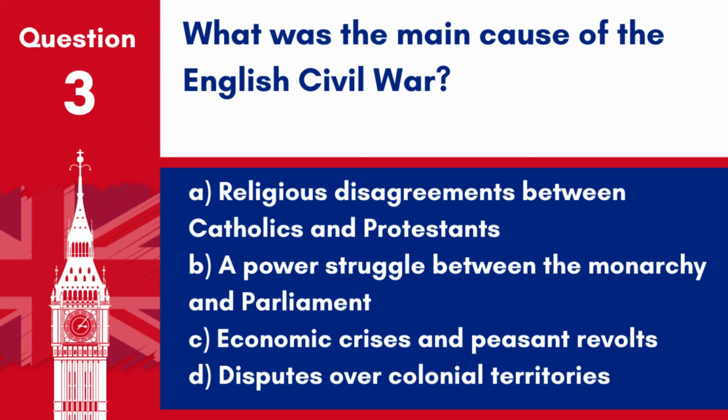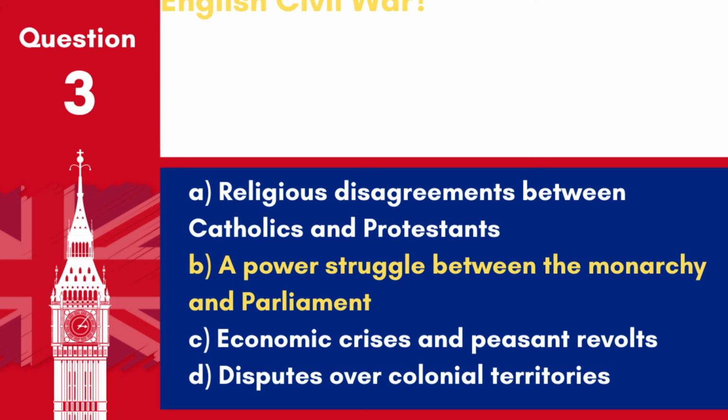Answer B. A power struggle between the monarchy and Parliament. The main cause of the English Civil War was a complex power struggle between the monarchy, who claimed divine rights, and Parliament, who sought more power and control.